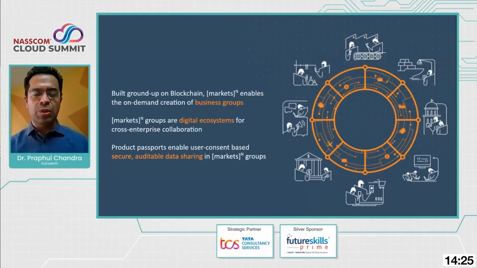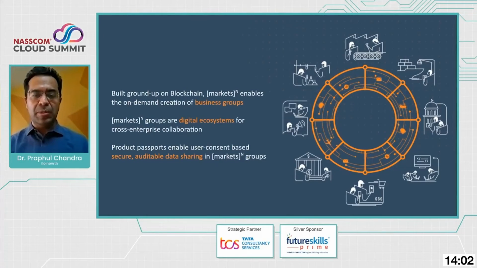What we do is we enable enterprises to create business groups, right? Business groups is a collection of enterprises working together in a supply chain, for example. And these business groups underneath the hood are private blockchains, and they begin to act at the application layer as digital ecosystems where enterprises can collaborate with each other.